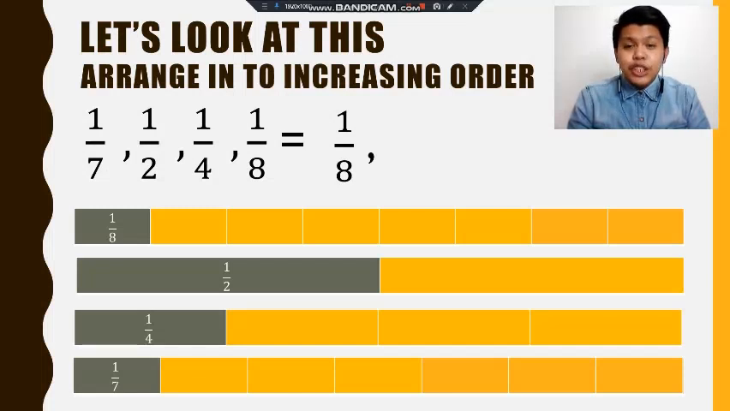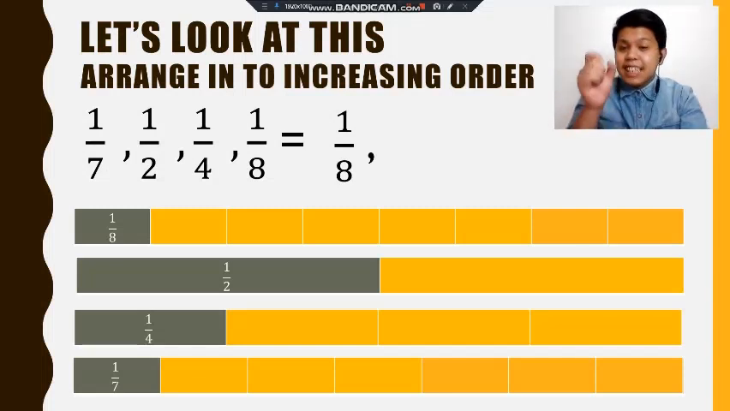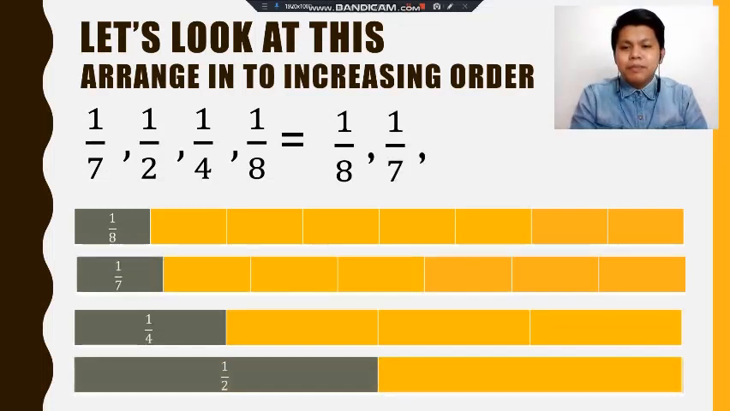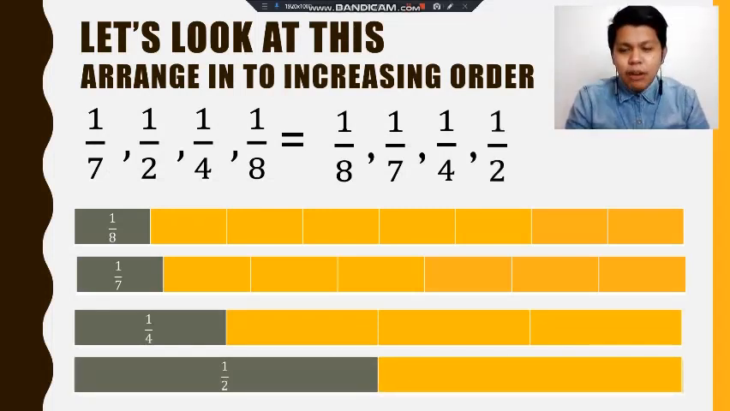Next, what is the next unit fraction? Great. The next to 1/8 is 1/7. Let's go with the next one. What is the next one? 1/4. That is correct. And of course, the last one is 1/2. Now, if you notice our drawing, small part getting bigger and bigger and bigger.